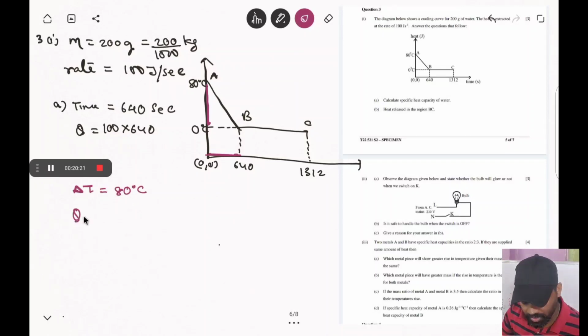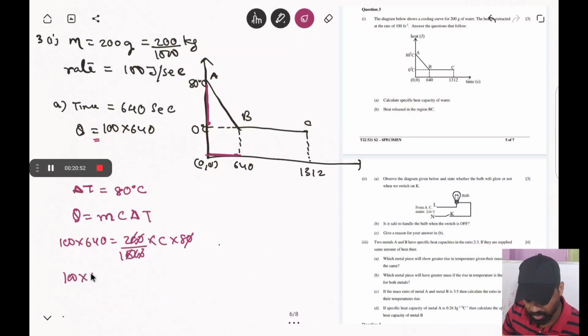Yes or no? So heat is what? MC del T. Remember? Substitute the value now. So heat we got. Q was what? 100 joule per second. So in 640 second, it will be 100 into 640. No doubt in that. Mass is 200 by 1000. C we don't know. This is 80. Now this becomes 100 into 640 by 16 equals to C.